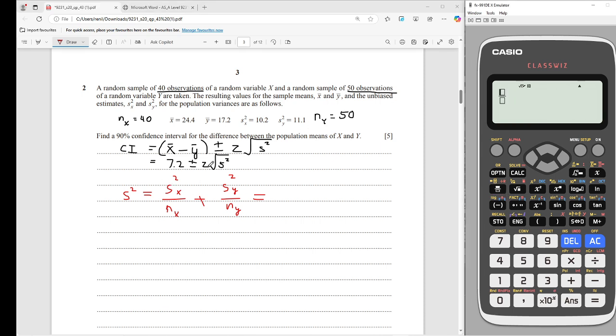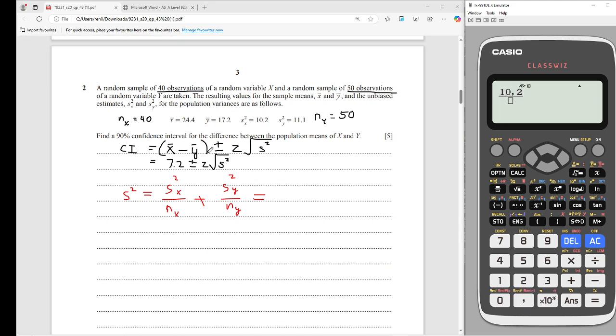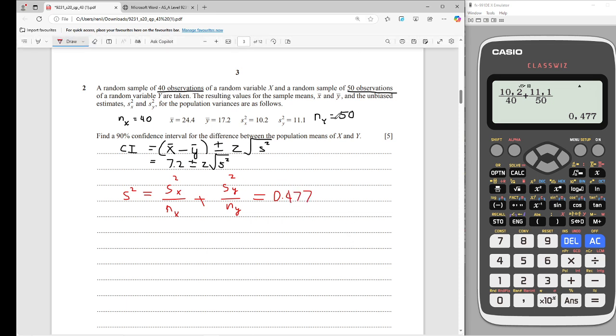So over here we have s2x, which is 10.2. We divide that by our number of terms of x, which is 40. We add that to s2y, which is 11.1, divided by 50, and we get our unbiased estimator as 0.477. And this is our s2 value.